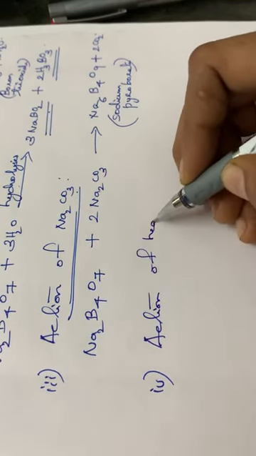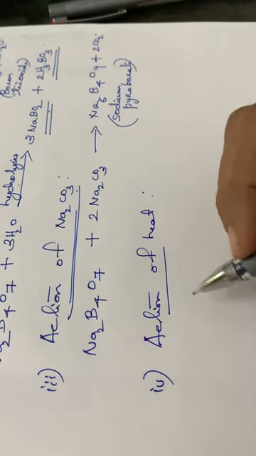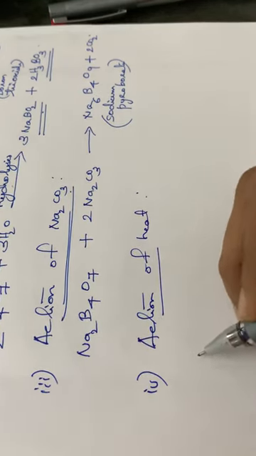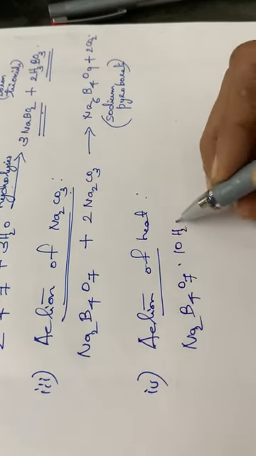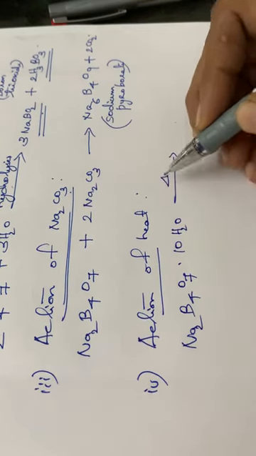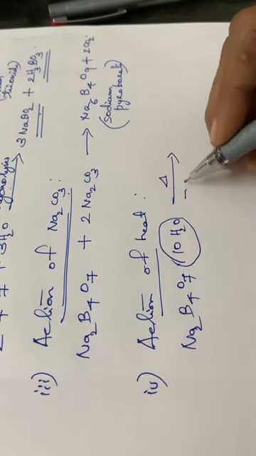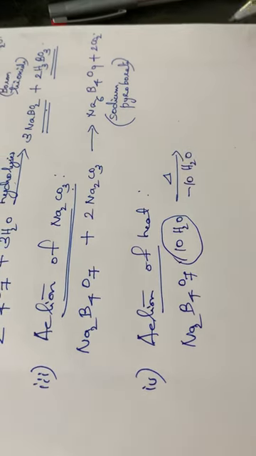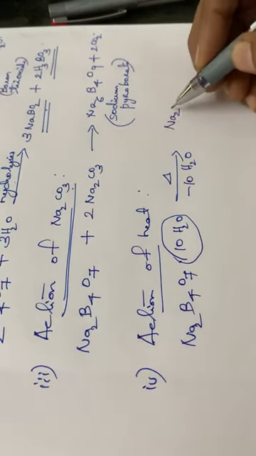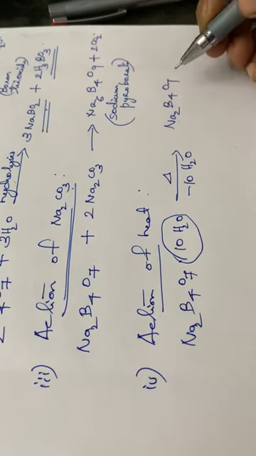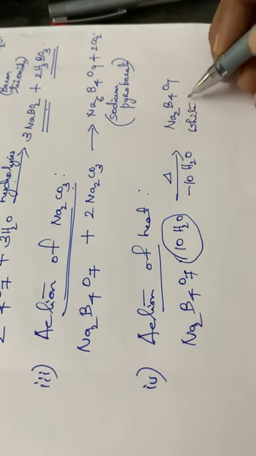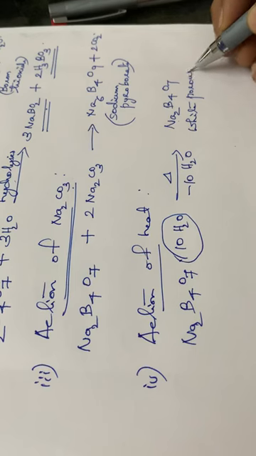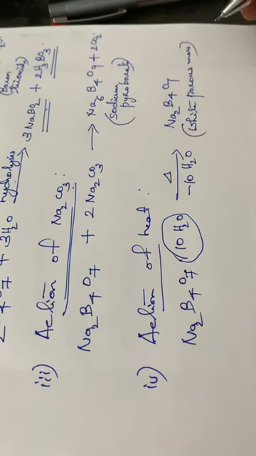Action of heat. See here, on heating, this borax, Na2B4O7.10H2O, will be losing its water of crystallization, that is, it will be losing this 10H2O and forming a porous mass, Na2B4O7. This is a white porous mass. That means from borax the water of crystallization will be removed. So it forms a white porous mass.